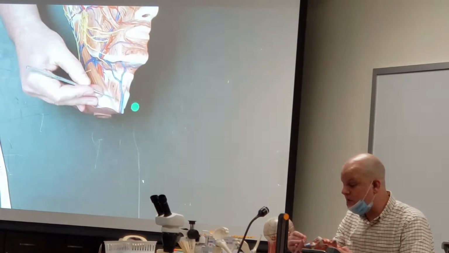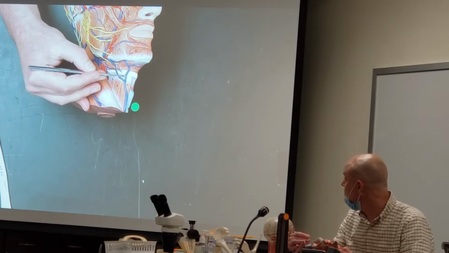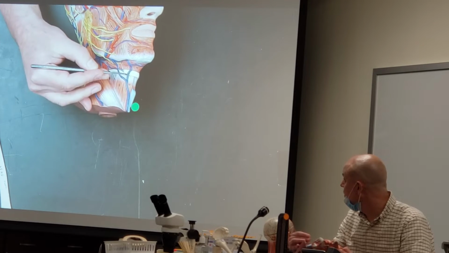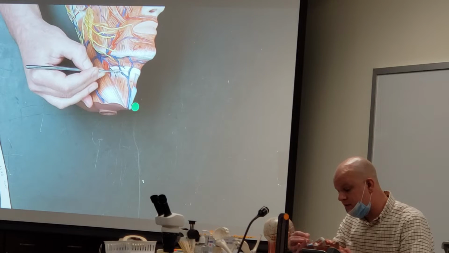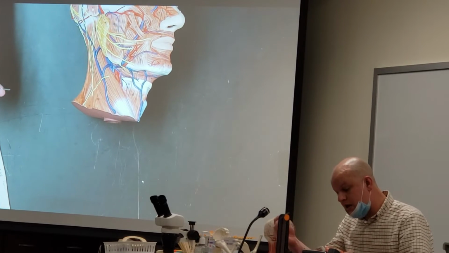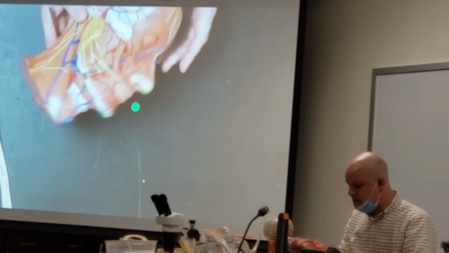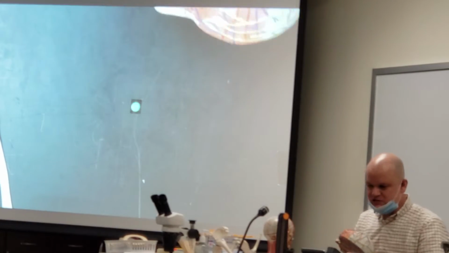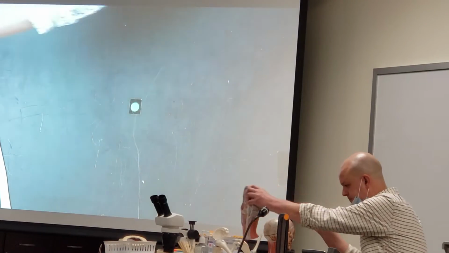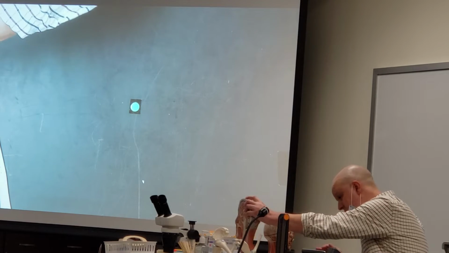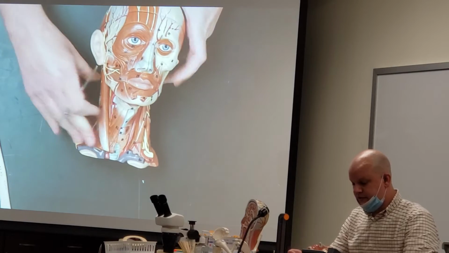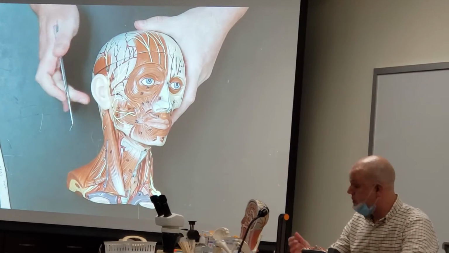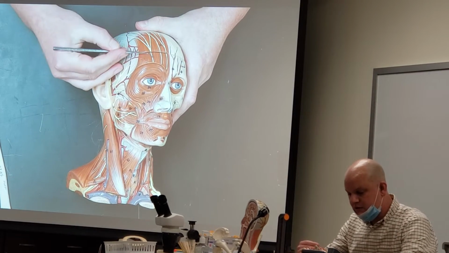This is the sternohyoid, the omohyoid, and we'll look at the digastric on the other model because it's a little challenging to see on this one. So on this one, it's a little different, but we can see the epicranius here.